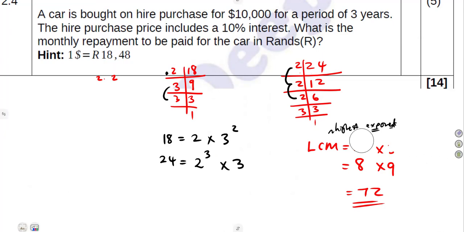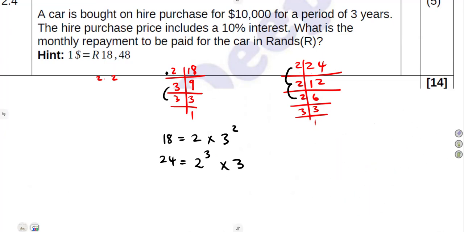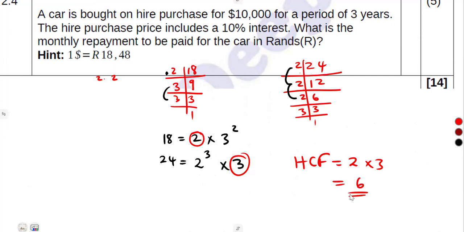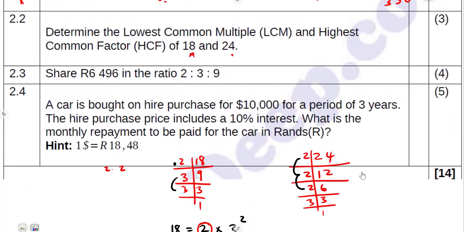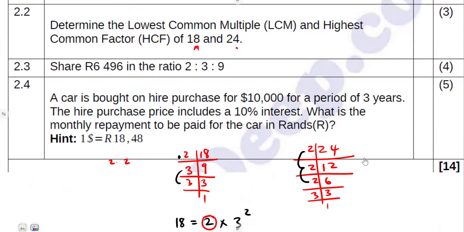All right. The LCM is where we consider the highest exponent, whereas for the HCF you do the opposite. It must be common, but we take where we've got the least or the smallest exponent, meaning to say we're going to consider 2 and 3 with the smallest powers. So 2 times 3, that's a 6. The number has to be common, then you take where we've got the least or the smallest power. So that's 2 and 3. So that was it.